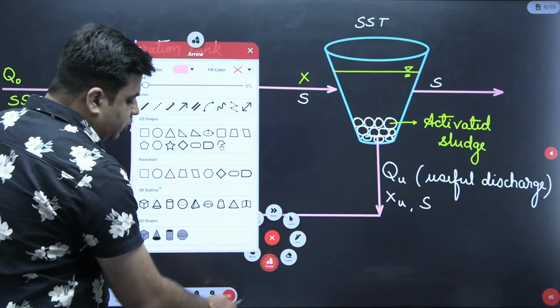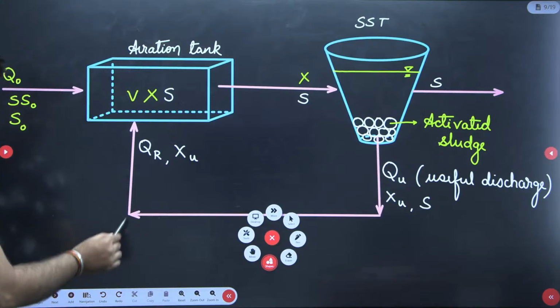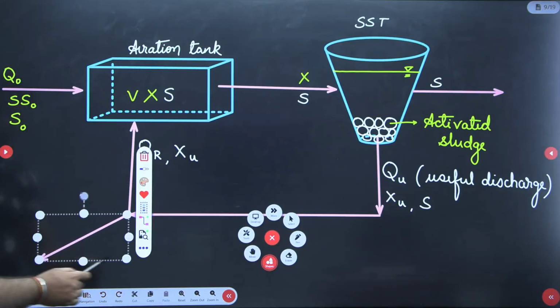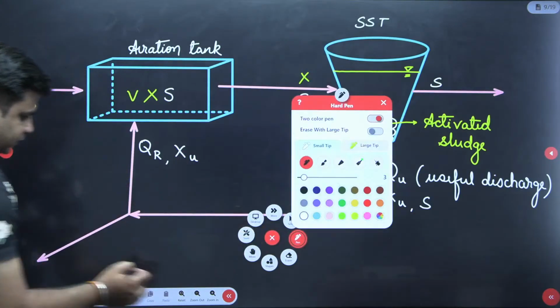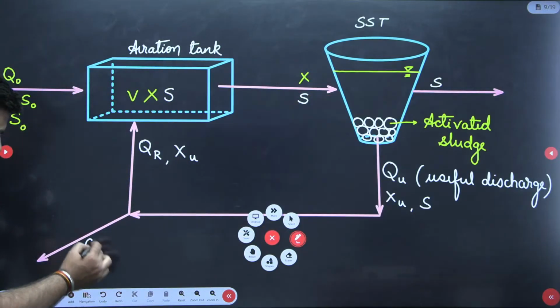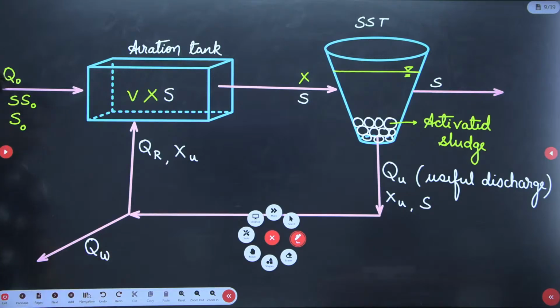Now QW is termed as the wasted sludge discharge. Out of QU, QR is recirculated and QW is taken to the sludge digestion beds.